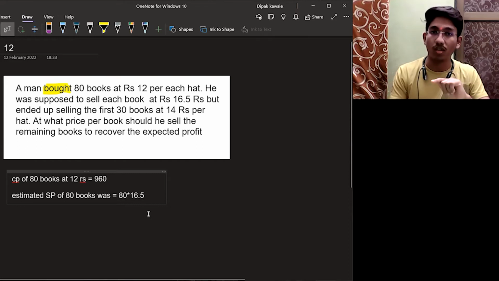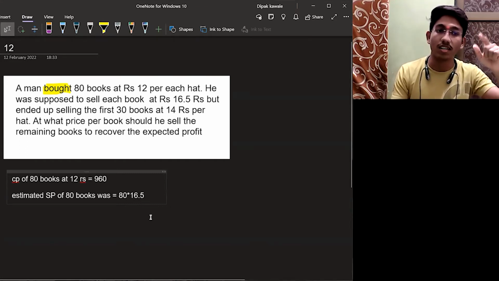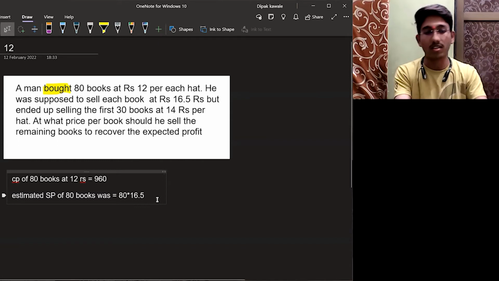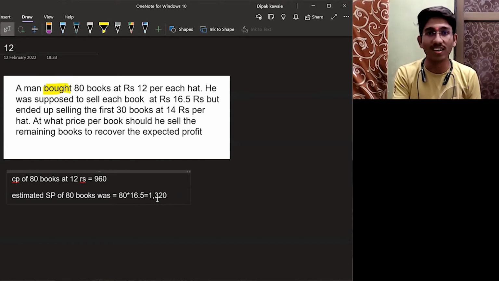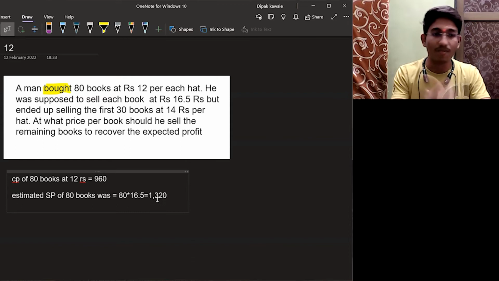Now 8 5s are 40. Now this 4 goes to this side. Now 8 6s are how much? 48. Now 48 plus 4 is 52. So 165 multiplied by 8 is 1320. This is the fast calculation by practice. So this is my estimated selling price.